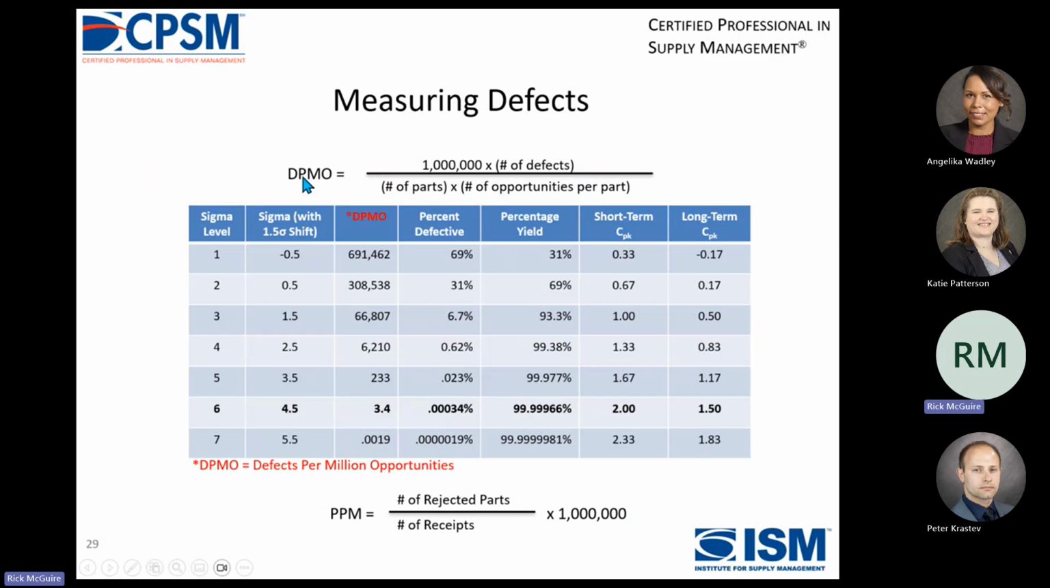Measuring defects, DPMO is 1 million times the number of defects, divided by the number of parts times the number of opportunities per part. PPM, on the other hand, is the number of rejects divided by the number of receipts times 1 million. So to actually measure the DPMO, you've got to know how many opportunities there are on the lift axle and how many of those opportunities they messed up. But this is the way we almost always do it. It's just much easier.